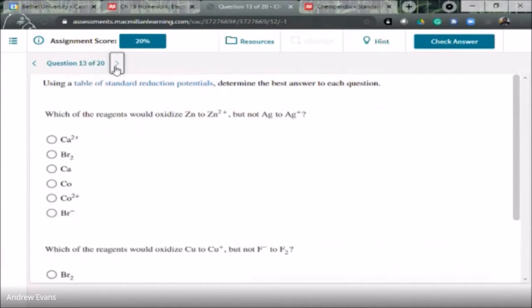Which one of these guys will oxidize zinc but not silver? Once again, you have to look at your table. Calcium, bromine.